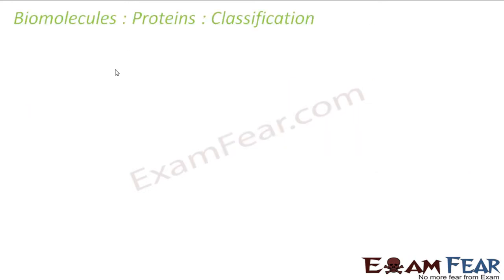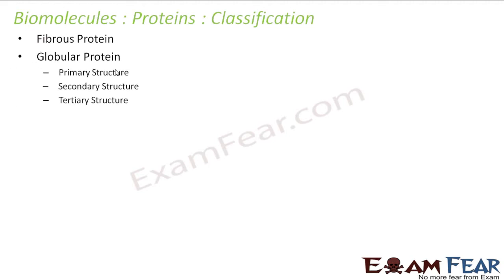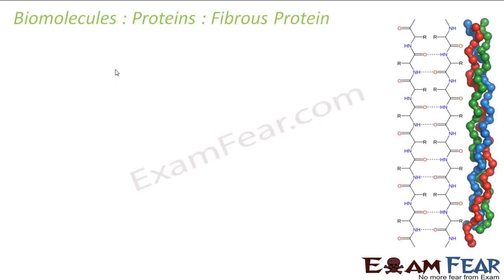Let's understand the classification of proteins. Proteins are classified as fibrous proteins and globular proteins. In globular protein we have primary structure, secondary structure, tertiary structure and quaternary structure. We also have membrane protein, which we'll not discuss. We'll discuss more of fibrous protein and globular protein. So let's start with fibrous protein.